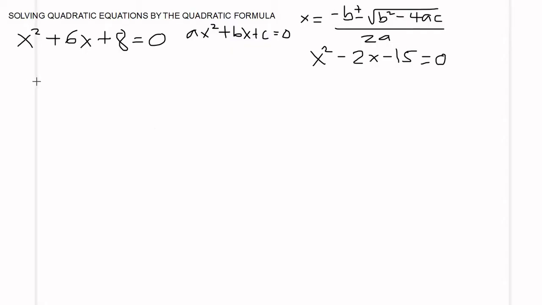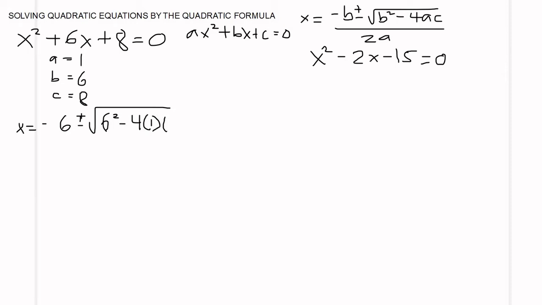For the first equation, x squared plus 6x plus 8, a would be equal to 1, b would be equal to 6, and c would be equal to 8. Now what we have to do is just plug in these values into our quadratic formula. So that's negative 6 plus or minus the square root of 6 squared minus 4, a which is 1, and c which is 8, all over 2 times 1.